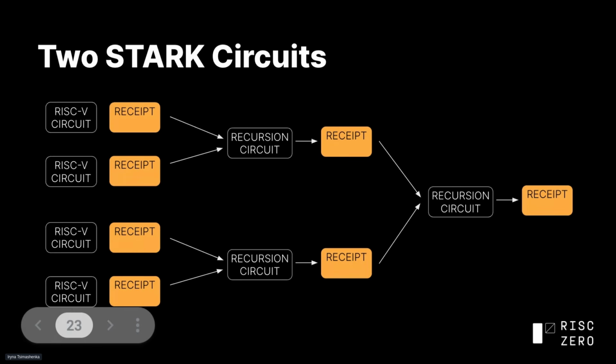And note that the initial receipts here came from the RISC-V circuit, and there are actually 2 circuits in this stack. RISC-V is our initial circuit that generates our proof of RISC-V execution, and then there is a separate recursion circuit that we use to compress our proofs, our ZK Stark proofs. And at the end, it compresses into one Stark proof.